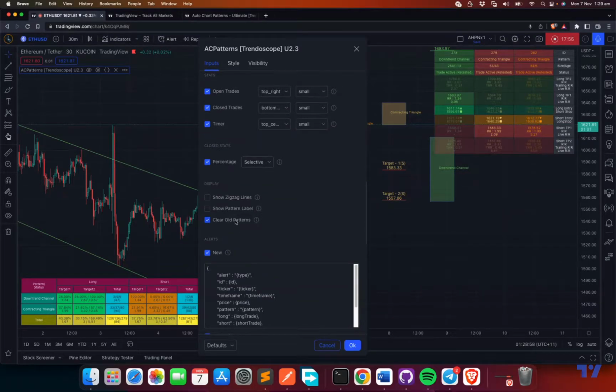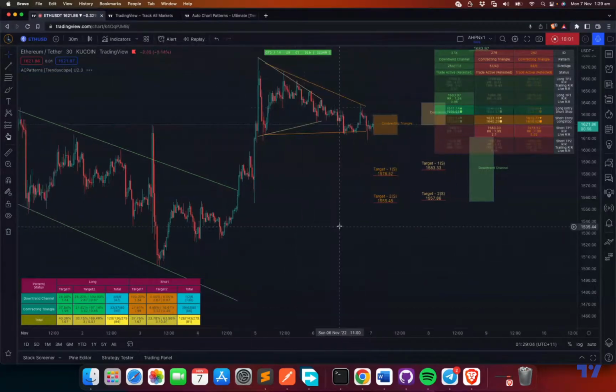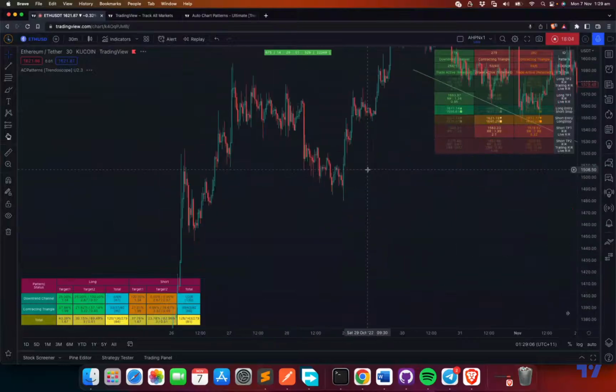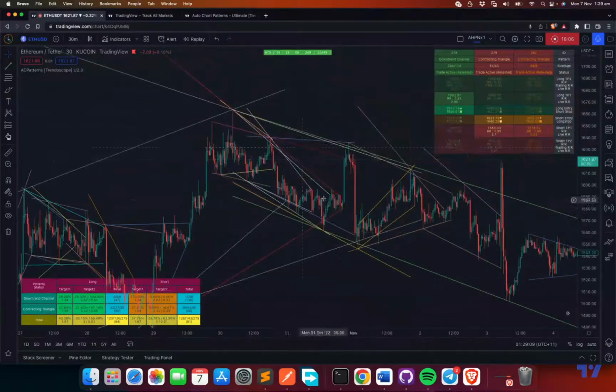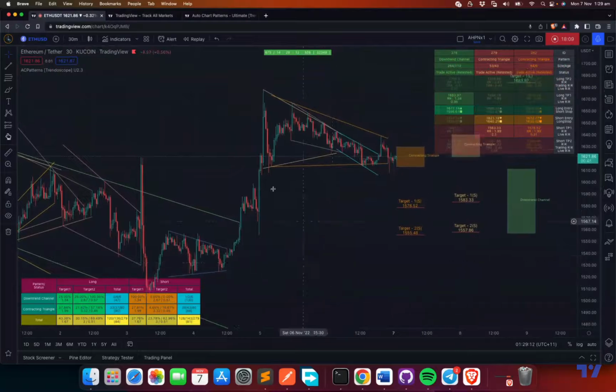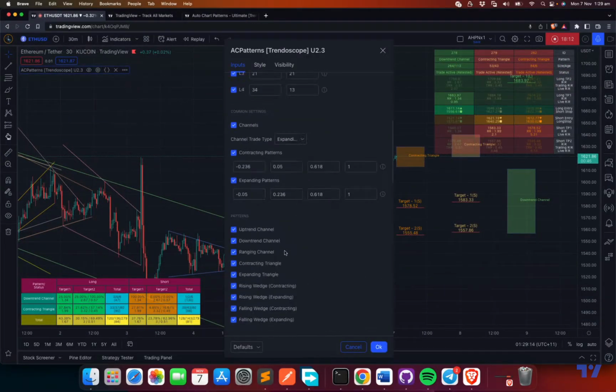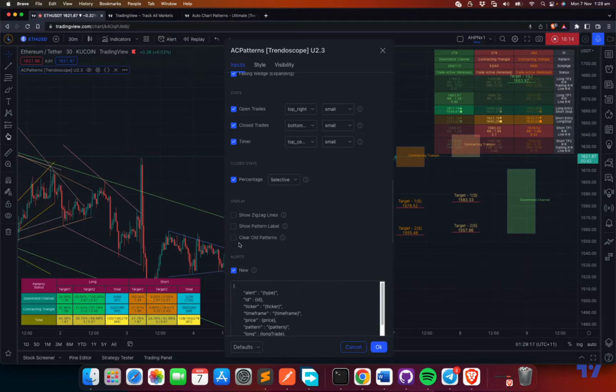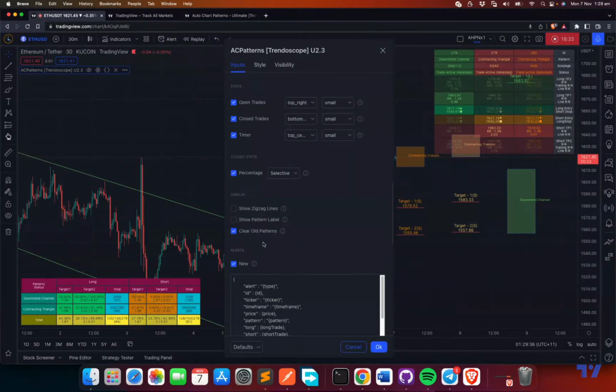Clear old patterns, already mentioned. If you uncheck this, it will show all the old patterns that formed, but it will be too messy, with too many lines. By default this option is checked, so if you want to see them, uncheck this option. But otherwise it's okay. If you really want to see how the patterns performed, a better place to look is the closed stats rather than the pattern lines in the chart.